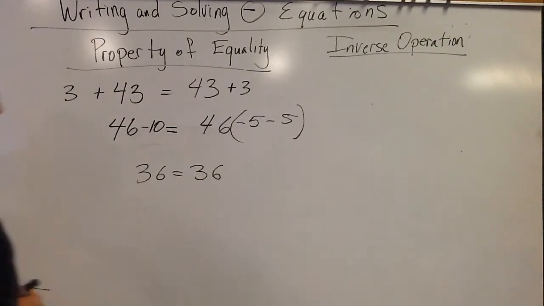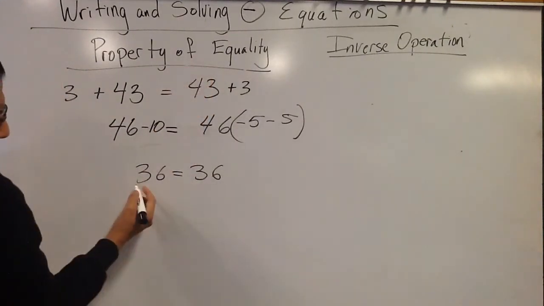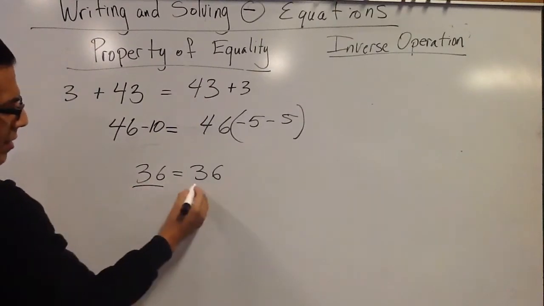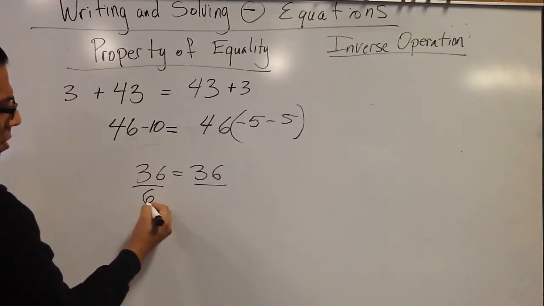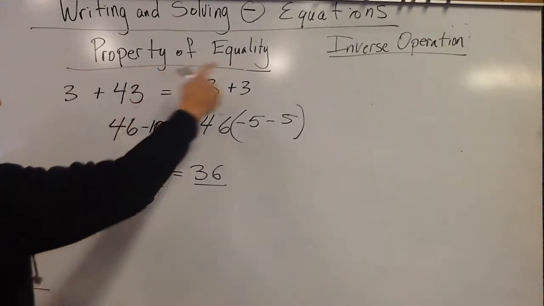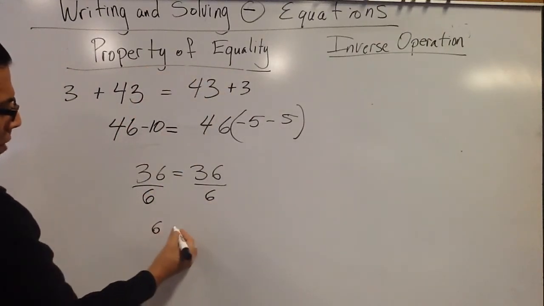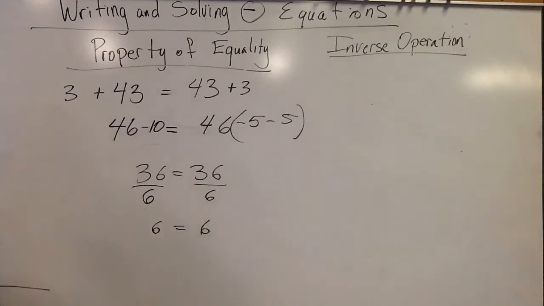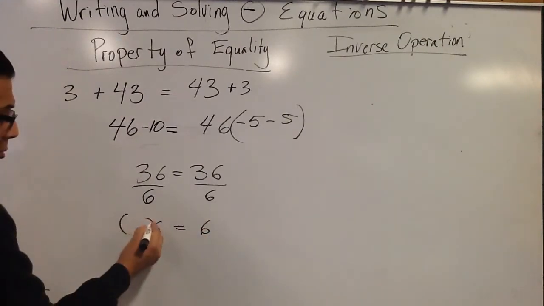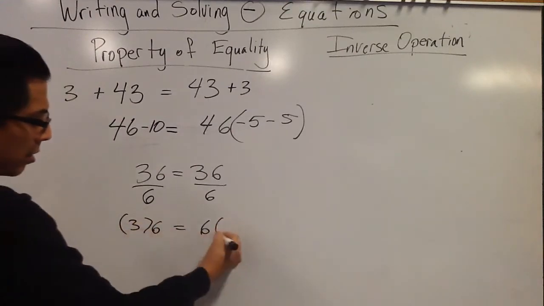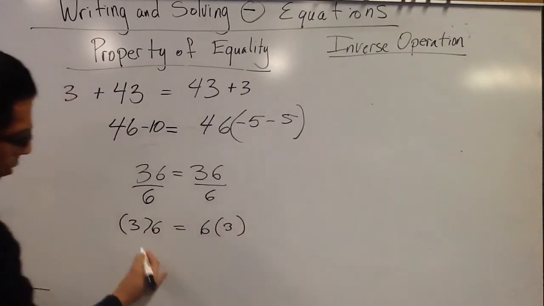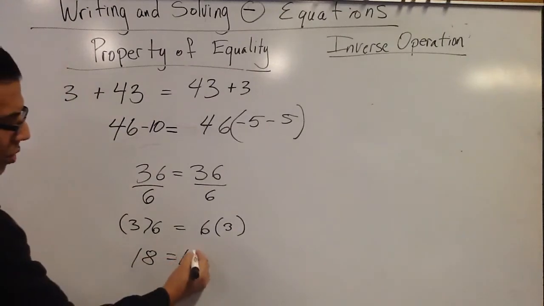Let's try something else. Let's see if this really works. Does this work with division? Let's see. I'm going to divide this side by 6. I'm going to divide this side by 6. Therefore, equality says do it to both sides, divide this by 6, and look what I get. 6 equals 6. Hey, it works. How about with multiplication? I don't know. Let's multiply both sides by 3. And look what happens. 18 equals 18.